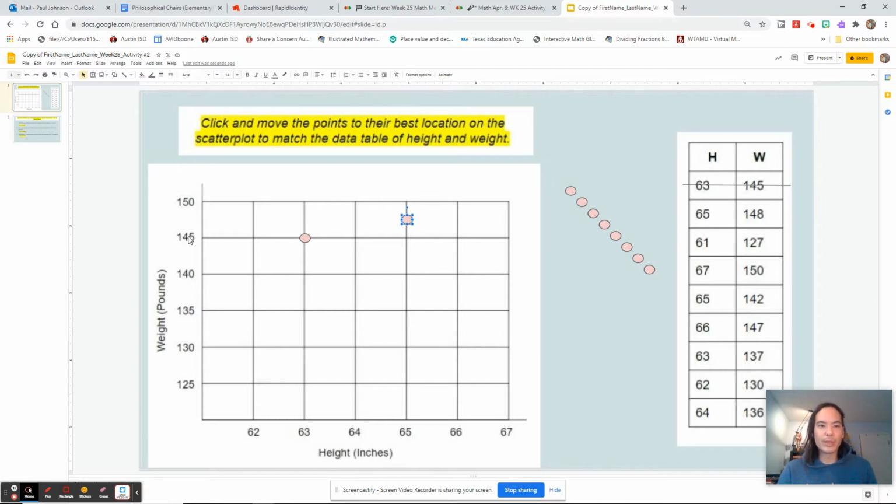148 is halfway between 145 and 150. So the next plot, let me just stay consistent. We got that one. 65, 148 is taken care of. All right. Next one, we have 61 as our input, 127 as our output. So we're going to run 61, and then we are going to jump to about 127. So about 127 is going to be between 125 and 130.